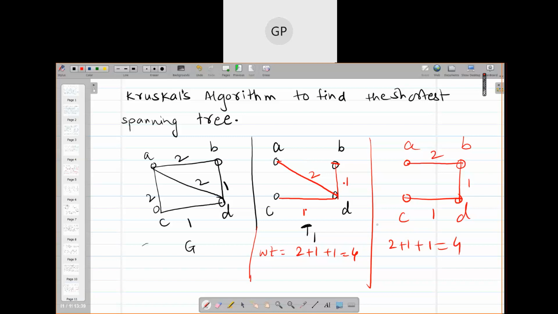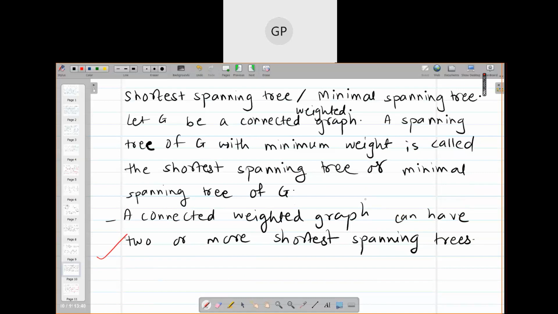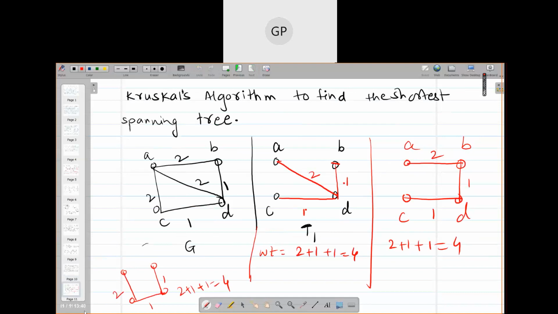Yes. Similarly I get one more, because I have taken the weights this way. See, I took the weights as 2, 1, 1, so this also becomes a minimal spanning tree. Are you getting it? That is the meaning of this statement, that a connected weighted graph can have 2 or more shortest spanning trees. Okay, it can have. It is not necessary that every graph will have 2 or more than that. It totally depends on the weights you are taking.